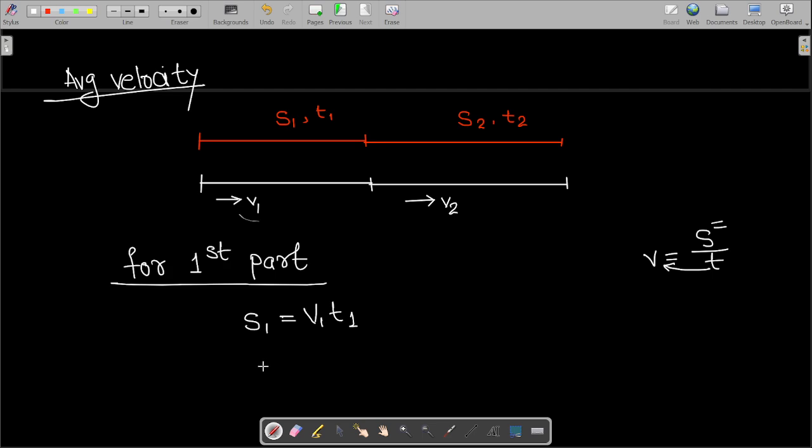Now if I want to know the time period, so what will I do? I will divide s1 by v1. Okay, any doubt here?